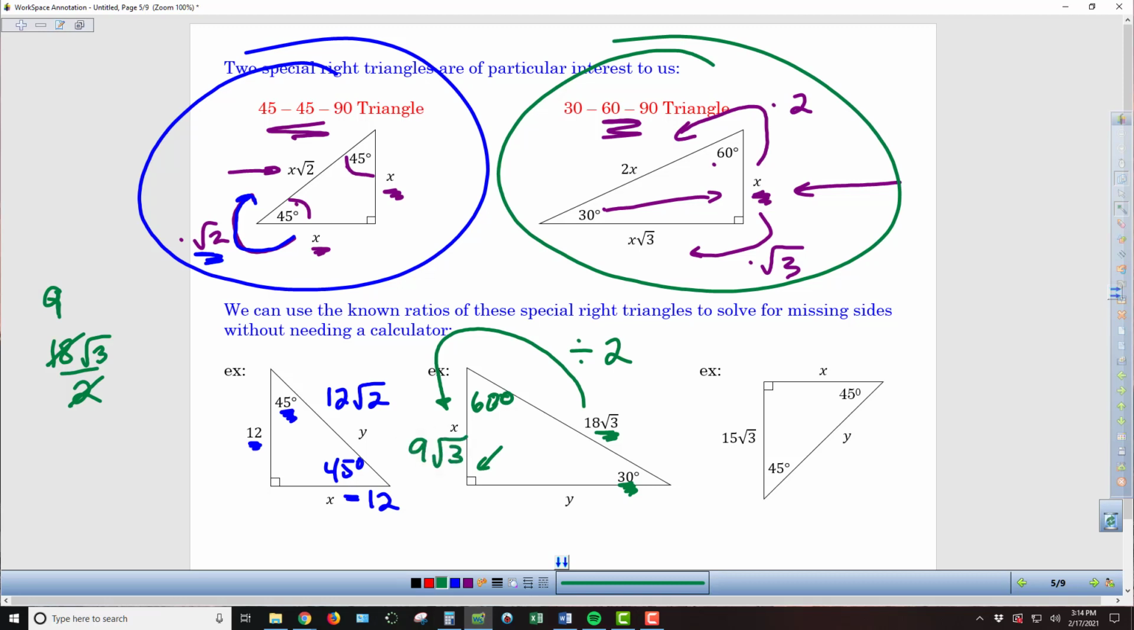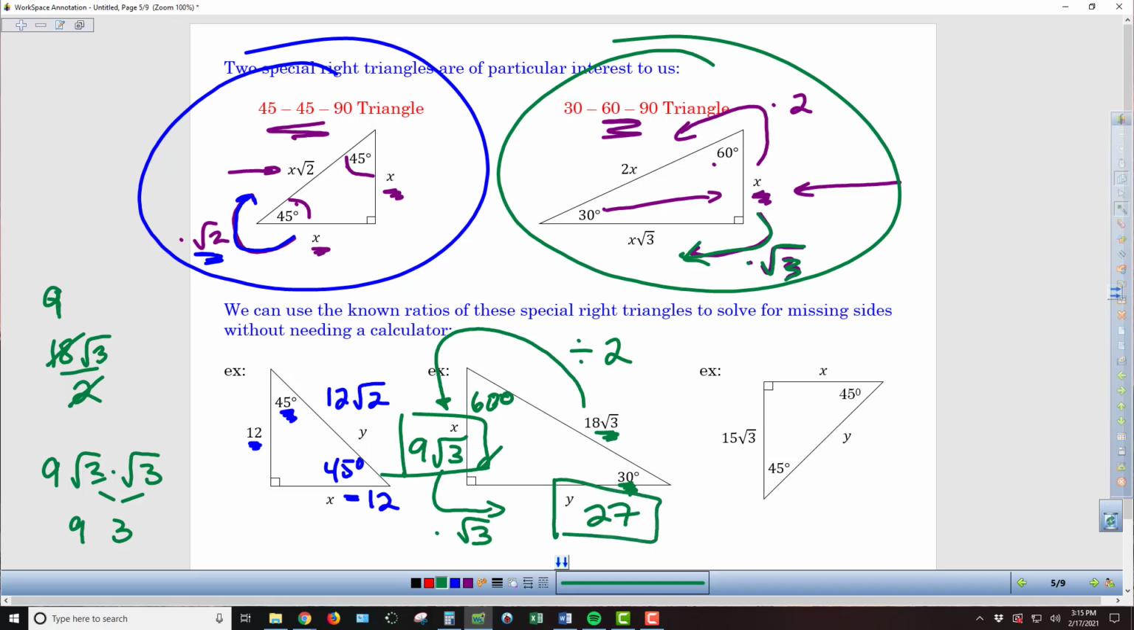And then to get from the short leg to the long leg, which is what we're doing next, we're multiplying by root 3. So I'm going to take that same 9 root 3 answer and multiply it by root 3. Well, root 3 times root 3 is just 3. So we've got 9 times 3, which is 27. So that means our value for y is 27. So we've got x is 9 root 3, y is 27.